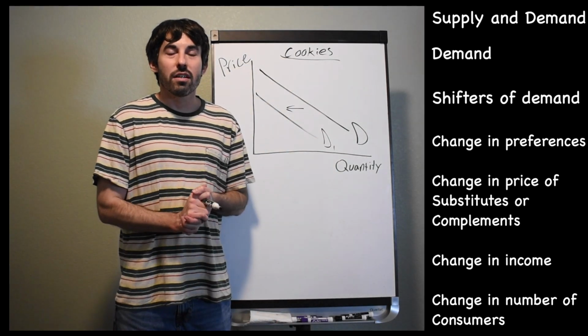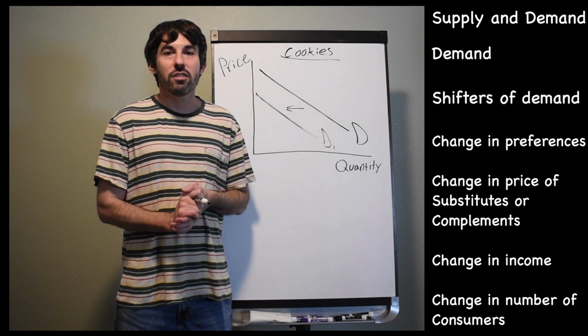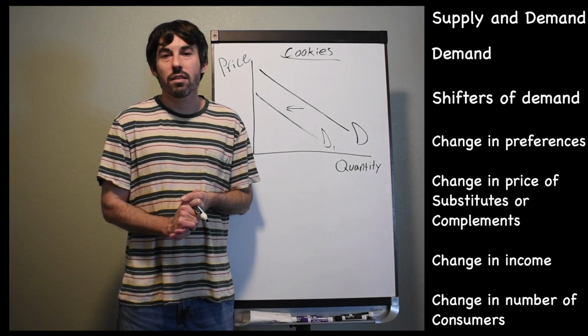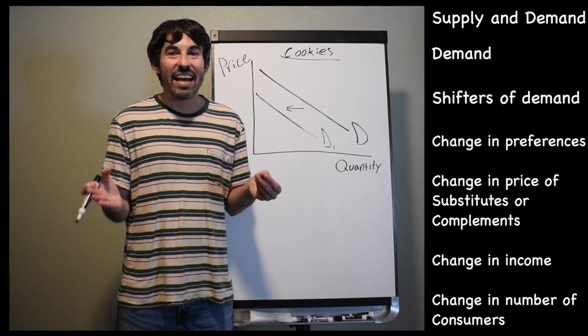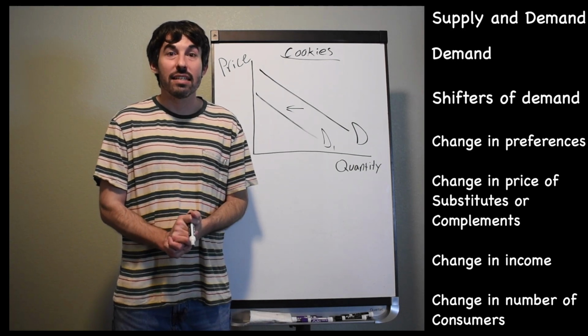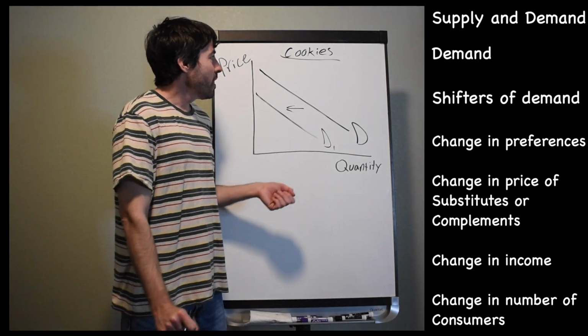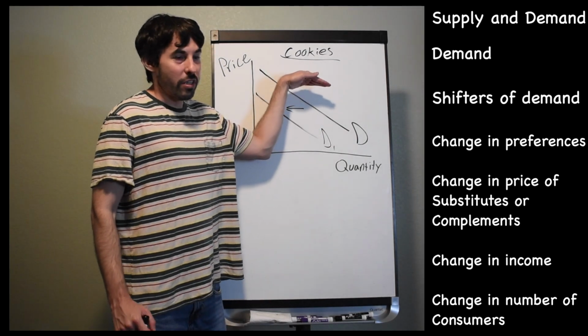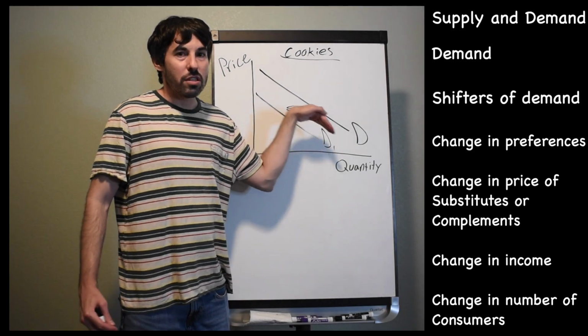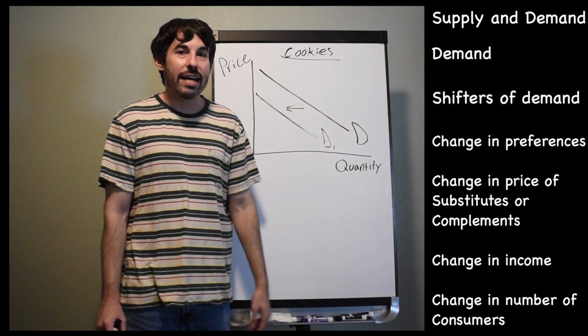Another thing that could affect the demand for cookies could be a government intervention. It's like a tax. If there was an excise tax or a sin tax on cookies because the government didn't want us to eat a bunch of sugar, they would put an extra tax on top of the cookies. Demand would fall because no one wants to buy the cookies because they have to pay that extra tax.